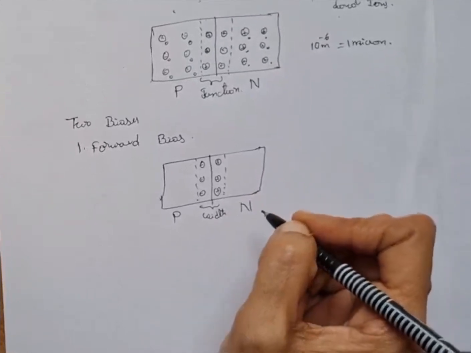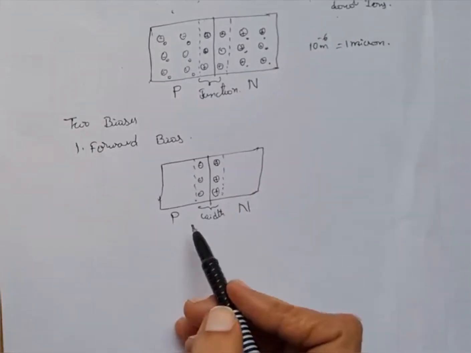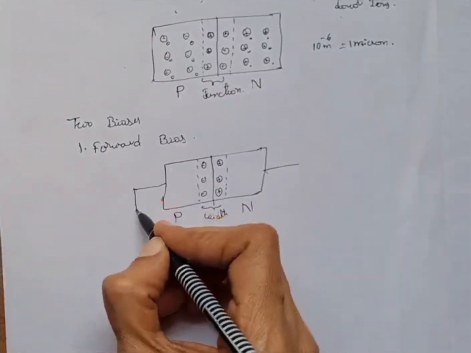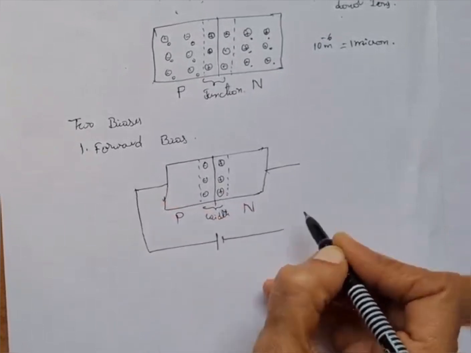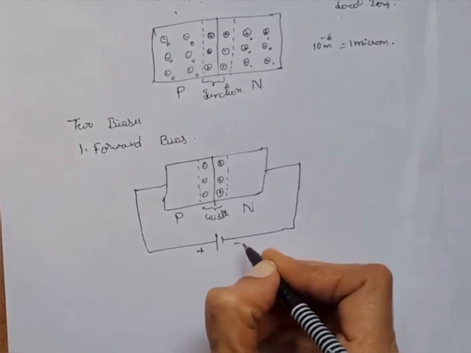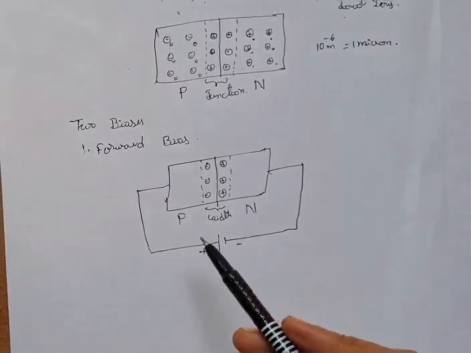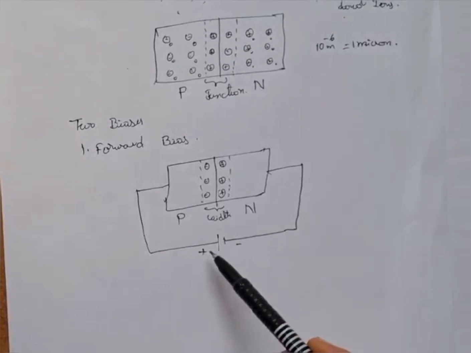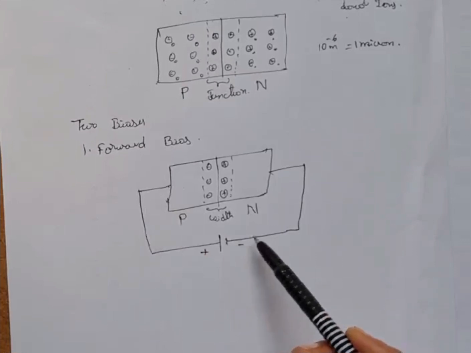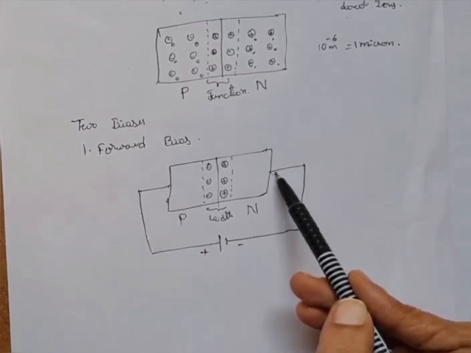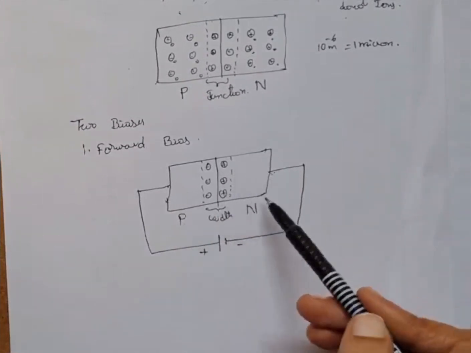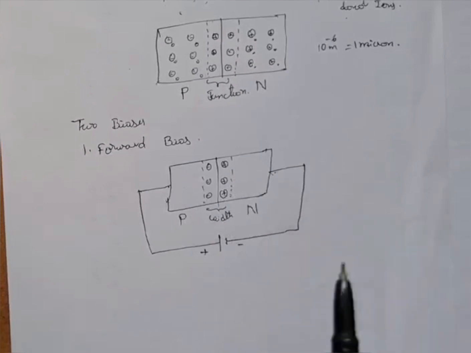Now see, in forward bias we give some external supply to the PN diode. So I am connecting an external battery to the diode. This is positive and this is negative. The positive terminal of the battery is connected to the P side and the negative terminal of the battery is connected to the N side of the PN junction diode. This bias is known as forward bias.